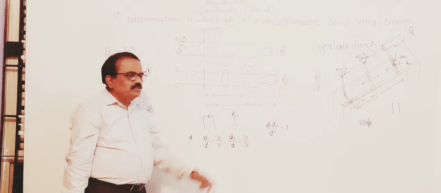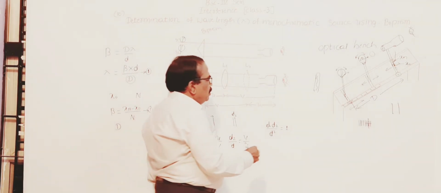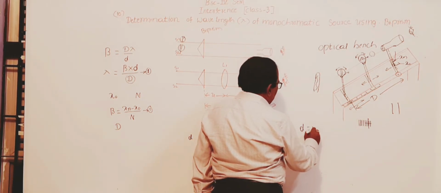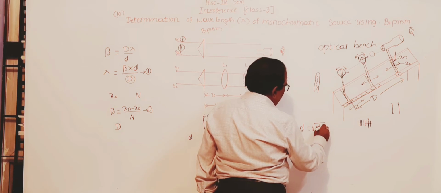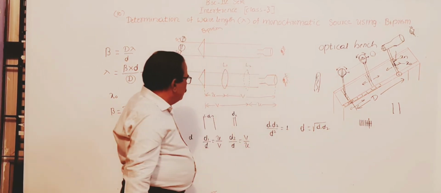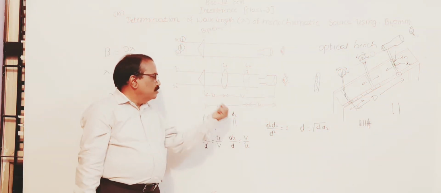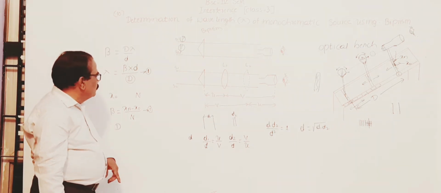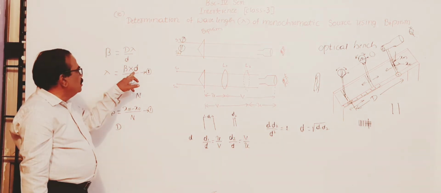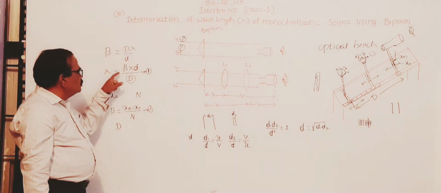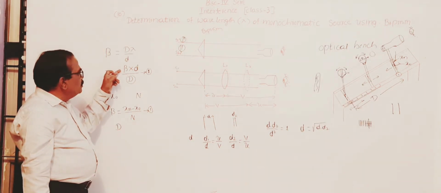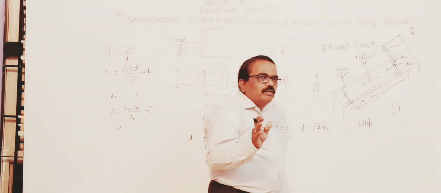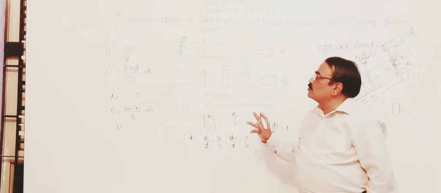u cancels, v cancels. Then your d is square root of d1 and d2. So d1 is the distance between the two enlarged images, d2 is the distance between the two diminished images. So by knowing d1 and d2, you can find out d, and by substituting all these in equation 1, that means beta, d and capital D, you are going to determine the wavelength of the monochromatic source.